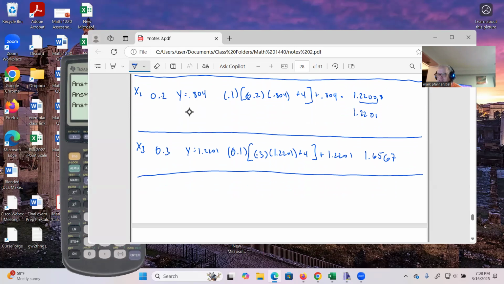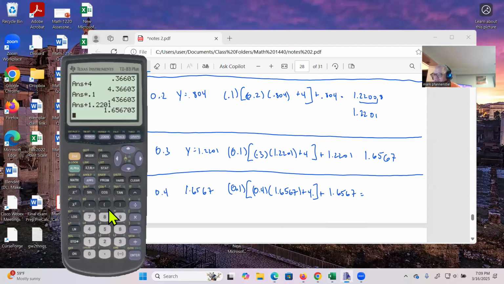X advances by 1. So we have our fourth step here. x is 0.4, and y is 1.6567. And we're going to go ahead and calculate the next y value. So we have 0.1 times x times y. So 0.4 times 1.6567 plus 4, all of that times 0.1, and then we're going to add it to the previous value of y, 1.6567, and then we'll see what comes up.